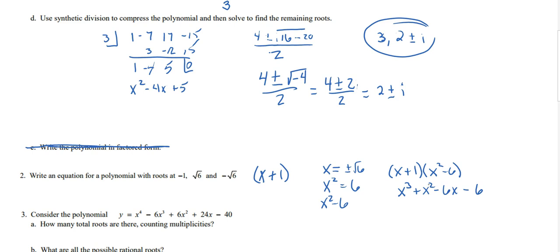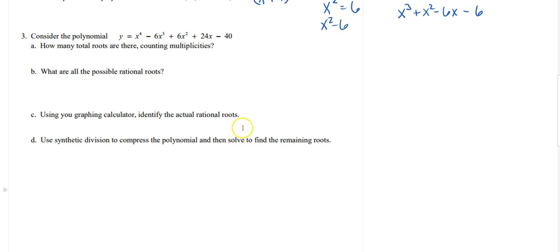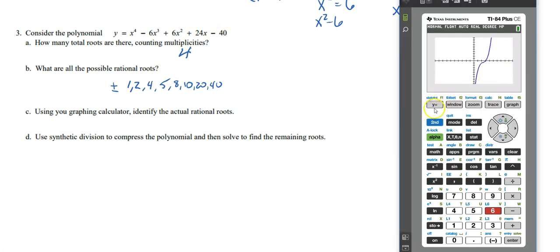And that then would be the polynomial for that one. All right, let's do number 3 together, and then I'm going to turn you loose on your own. So if we take a look at number 3, how many total roots are there counting multiplicities? We know there are 4. What are the possible rational roots? Well, the factors of 40 are 1, 2, 4, 5, 8, 10, 20, and 40, and it's plus or minus. So there's a ton of possible choices. I really don't want to have to synthetically figure that out, so I'm going to reach for my calculator.